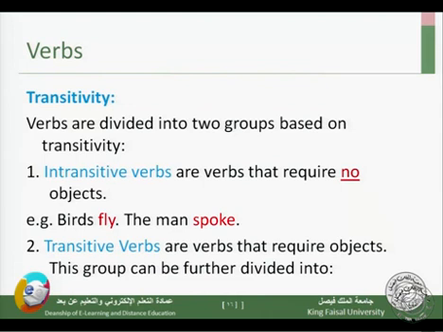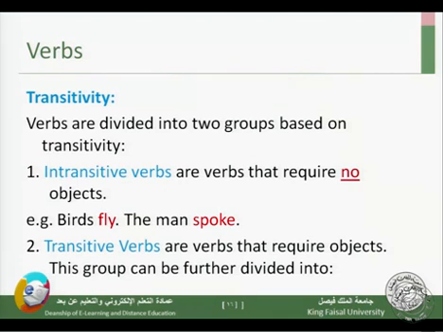The man spoke. Spoke is an intransitive verb because it doesn't take an object. This is a full sentence. It's telling us that the man started speaking, he spoke. So this is an intransitive verb because it doesn't require an object.